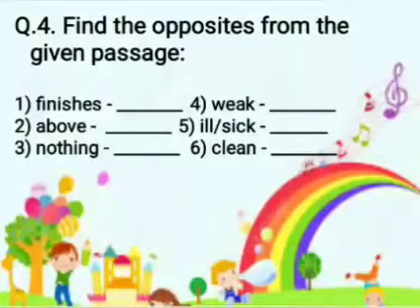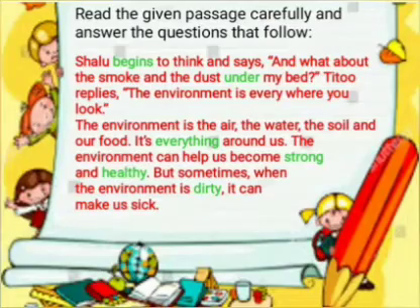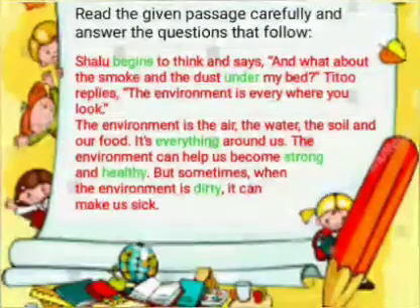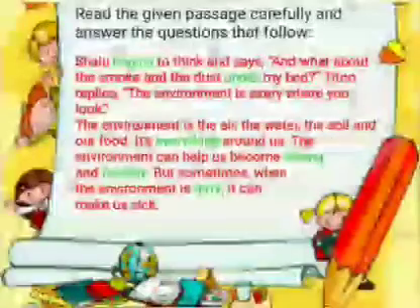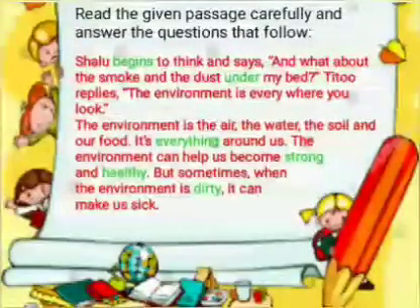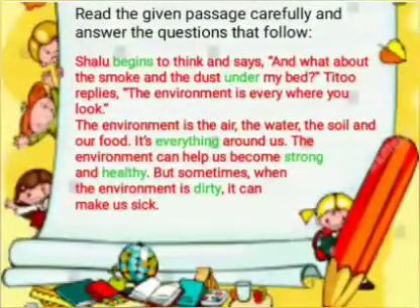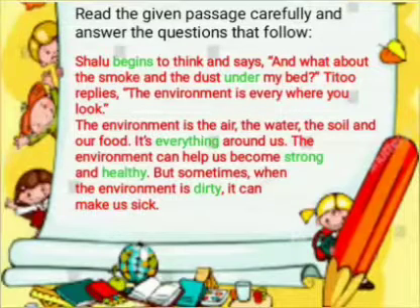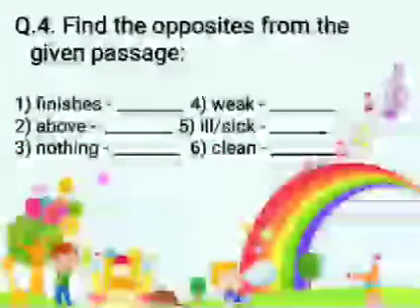Nothing means I have nothing, nothing at all. So now let's find out its opposite. Let's read the second paragraph. The environment is the air, the water, the soil and our food. It's everything around us. So the opposite of nothing is everything. The next word is weak.